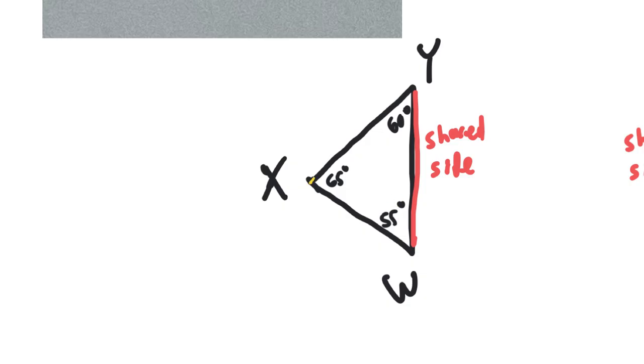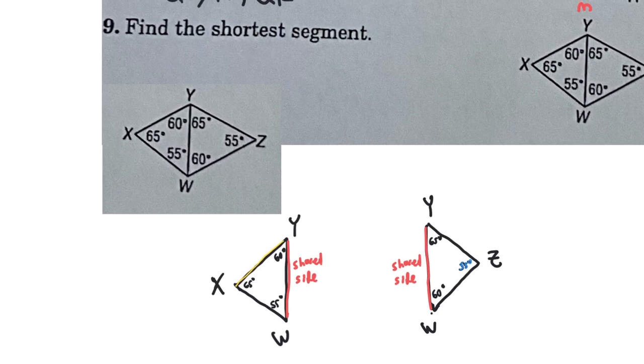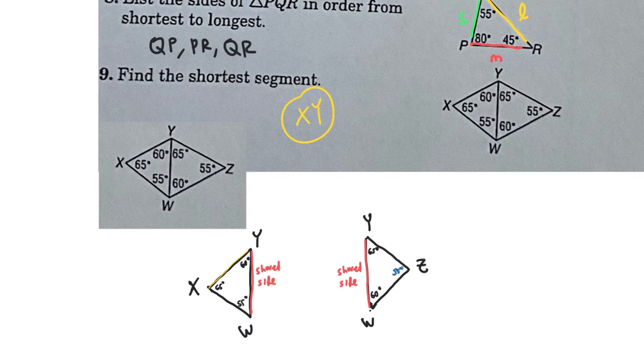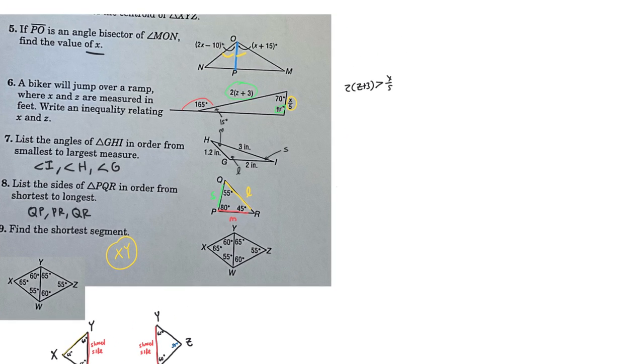Now, maybe again, there's a theorem that I could have used, but I don't remember what that is. So it's XY, okay? Either way, the way I explained it is better for your brain, okay? So hopefully that makes sense. The shortest segment is XY. So let's move forward.